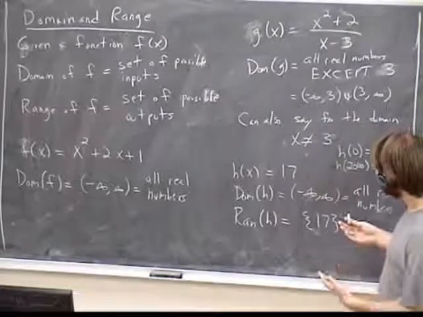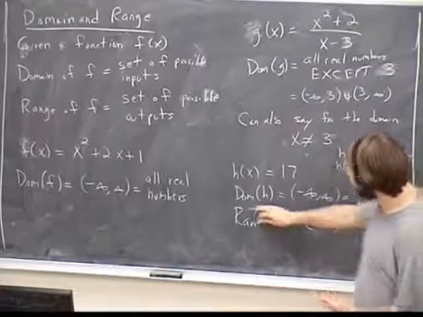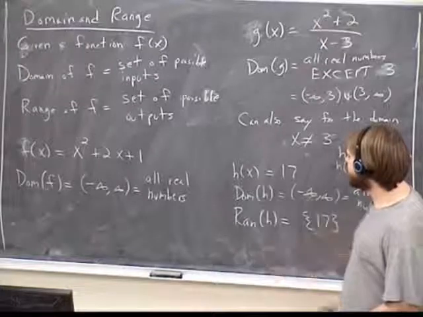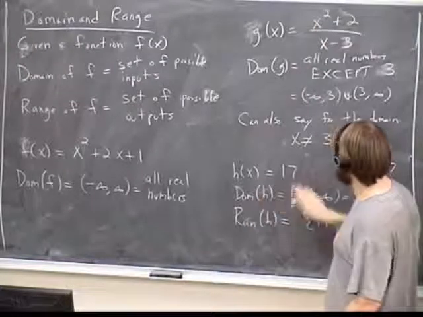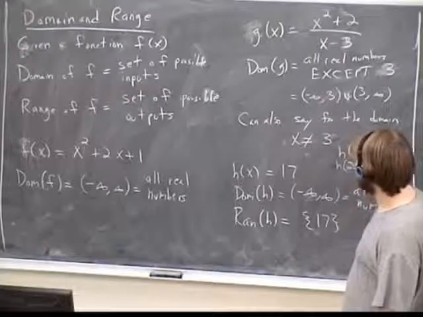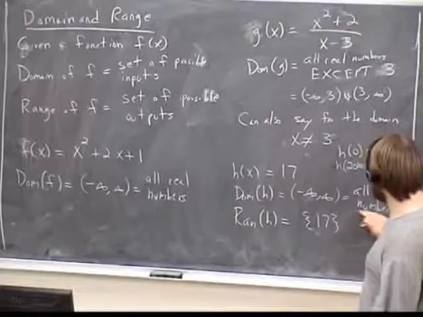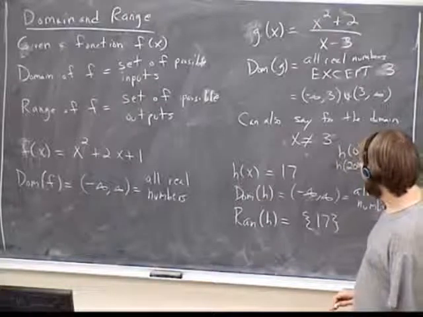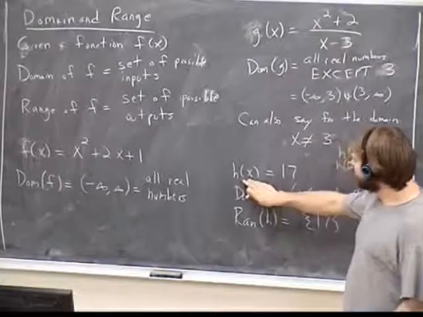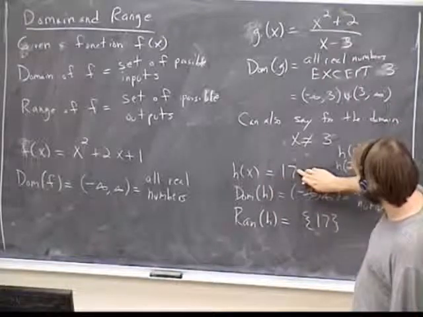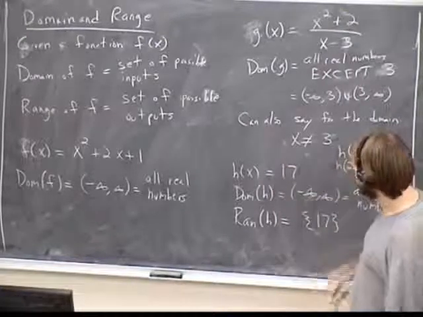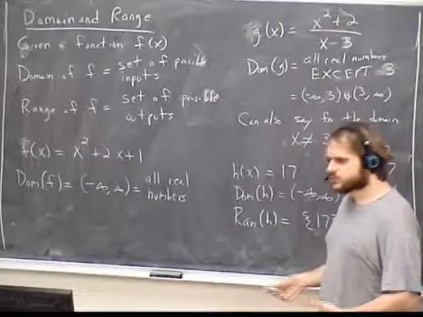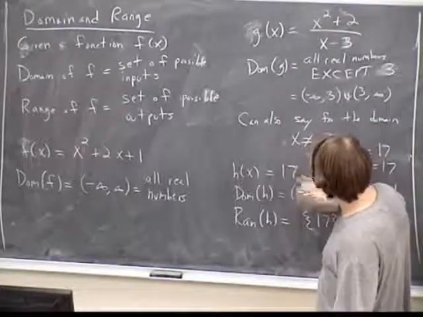So now we're going to discuss the domain for h. Well, there's no problems with plugging anything in for h. No matter what I give it, it gives me back 17. So the domain will be all real numbers. Another way to think about it, this expression, h of x equals 17, there's no problems with this side, right? You're never dividing by 0. You're never taking the square root of a negative number. These are sort of problem areas, and none of them appear over here.